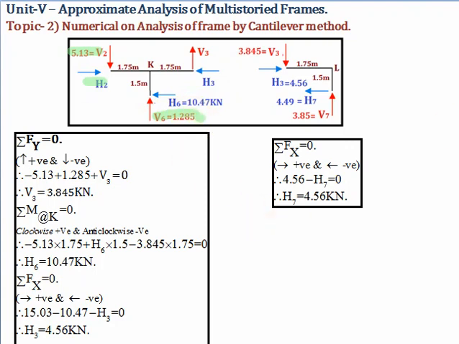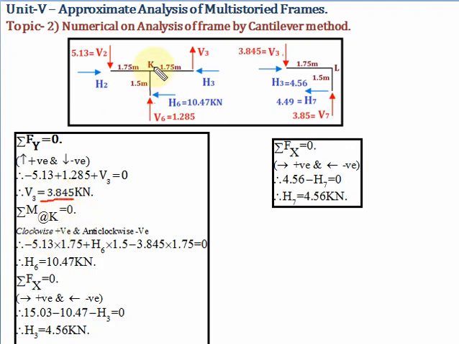Now we'll apply the first equilibrium equation, that is summation Fy equal to 0. Consider upward force positive, downwards force negative. So what are the upward forces here? Minus 5.13, V2 is acting downward, minus. V6 it is plus 1.285 acting upward, and plus V3 again acting upward, positive. So from here we'll get the value of V3, that is 3.845.